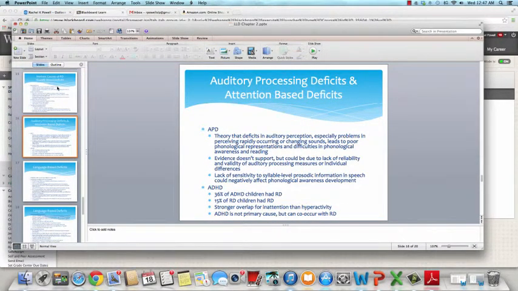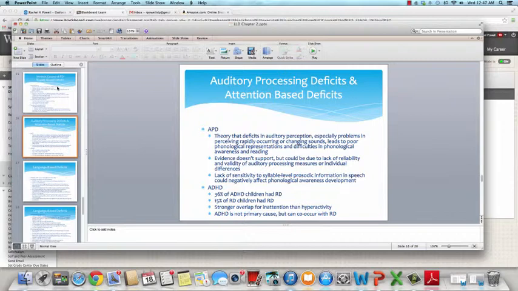And finally, before we get to language-based, auditory processing deficits and attention-based deficits. Of course, you're all familiar with auditory processing disorders, or APD. In theory, deficits in auditory perception, especially problems in perceiving rapidly occurring or changing sounds, lead to poor phonological representations and difficulties in phonological awareness and reading. However, the evidence doesn't support this, but it could be due to a lack of reliability and validity of auditory processing measures or individual differences.